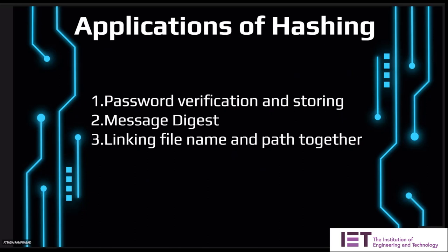The third application is linking file name and path together. Since we are working with computers and laptops, we might be moving through files on our local system, and we might have observed two very crucial components of a file, that is, the file name and the file path. In order to store the correspondence between the file name and file path, the system uses a map consisting of the file name as well as the file path, and this is implemented using a hash table.